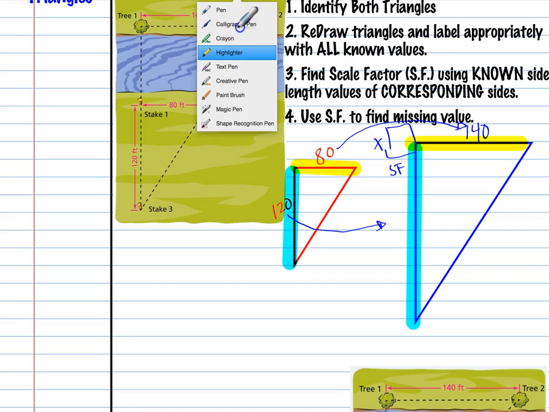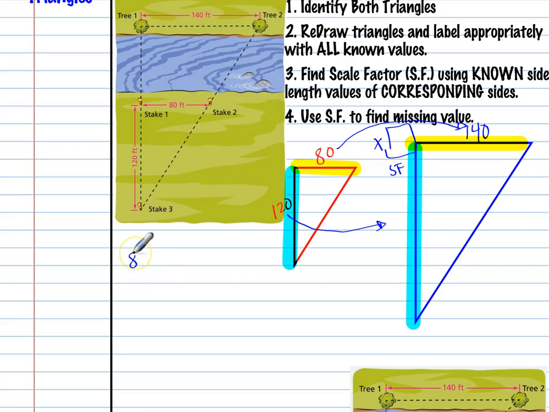Let's find our scale factor. 80 times something will equal 140. This number is going to be 140 over 80, which, if I reduce everything, I think everything's divisible by 20. Divide that by 20, I get 7. Divide that by 20, I get 4. This is my scale factor. I reduced this number and got 7 over 4.